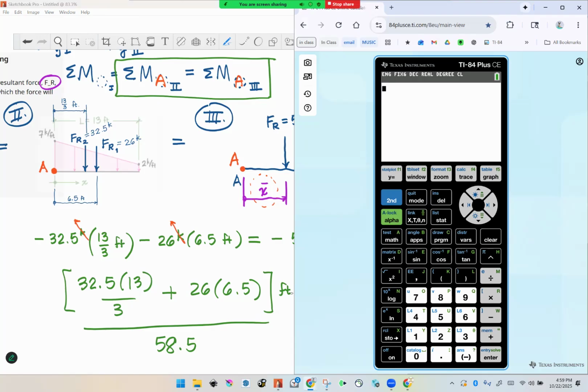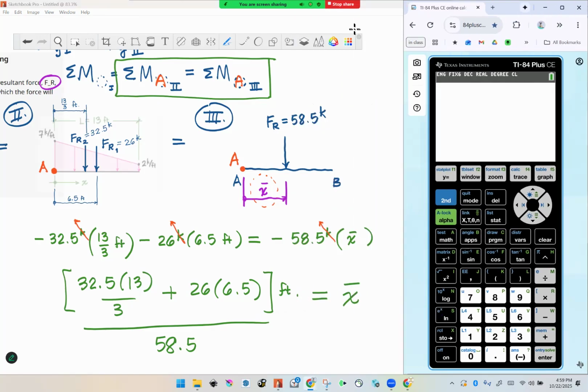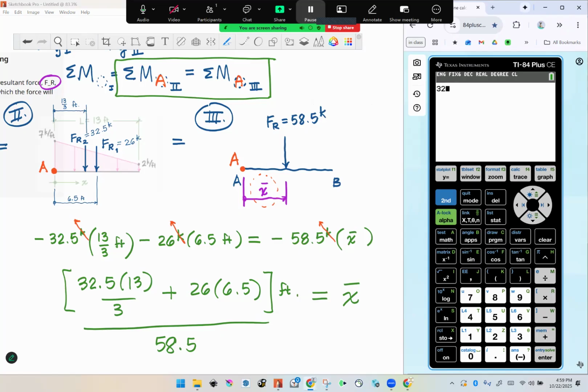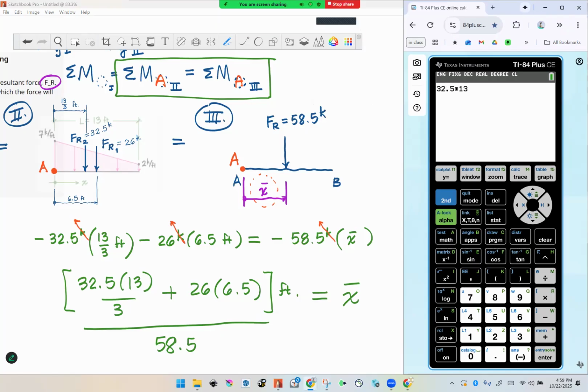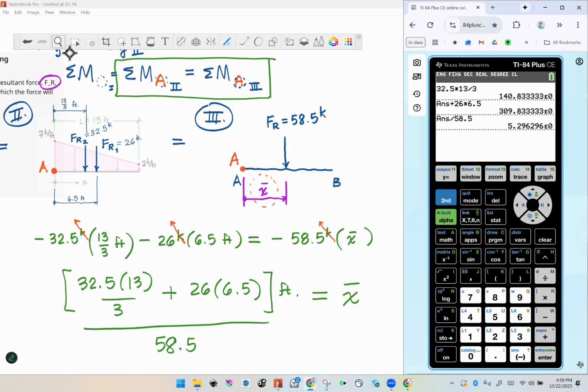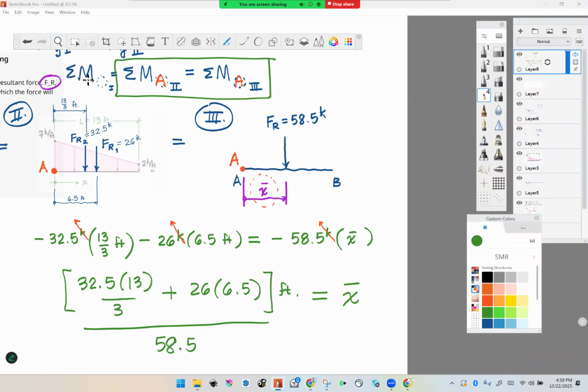So 32.5 times 13 divided by 3 equals, plus 26 times 6.5 equals, all over 58.5 equals, and I get an answer of 5.296. So to 3 sig figs, 5.30 would be the best answer.